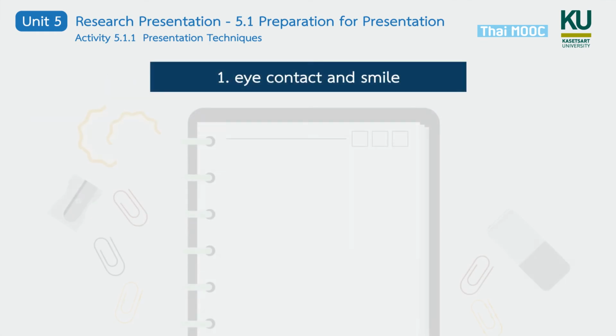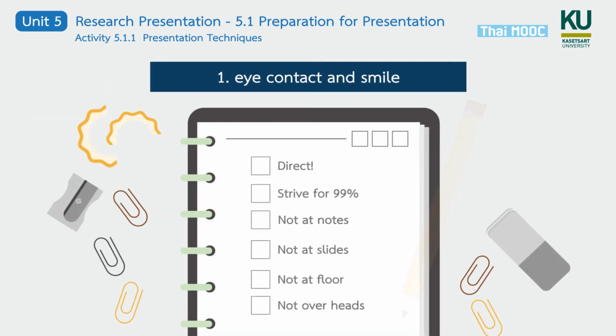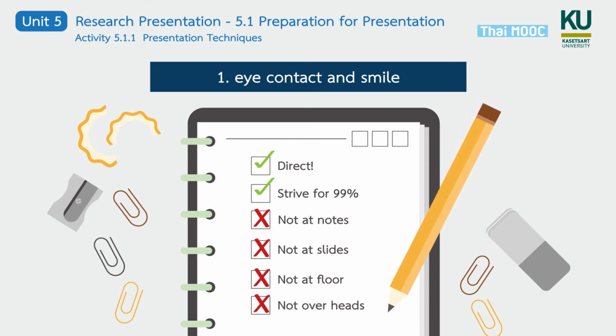The first tip is eye contact and smile. You have to look directly into the eyes of the person listening about 99% of the time. Not too much at your notes, your slides, at the floor, or over their heads. Look directly in someone's eyes almost the whole time, long enough to finish a thought, and then move on to the next person.